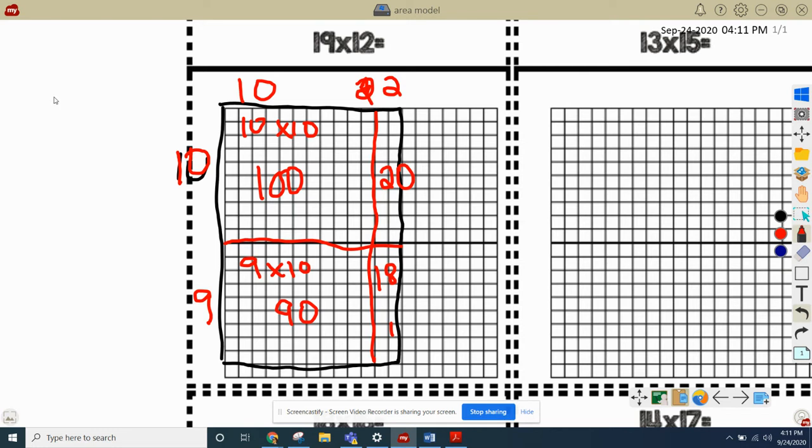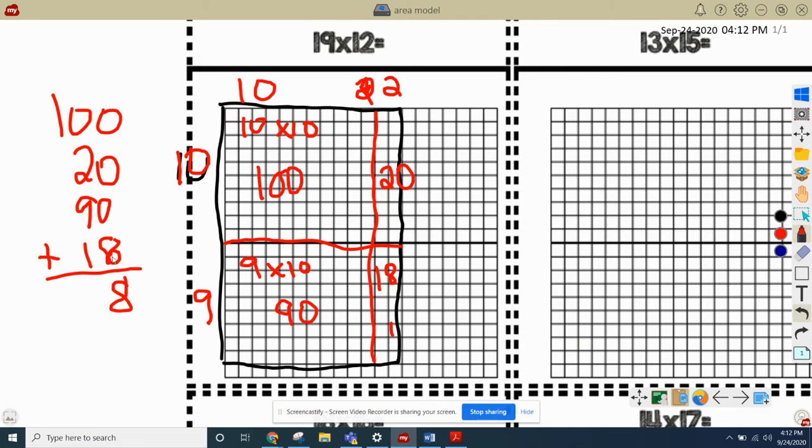We would add 100 plus 20 plus 90 plus 18. Okay, which is 8. 2 plus 9 is 11, 12. 228. So 19 times 12 is 228. Okay, let's do another one.